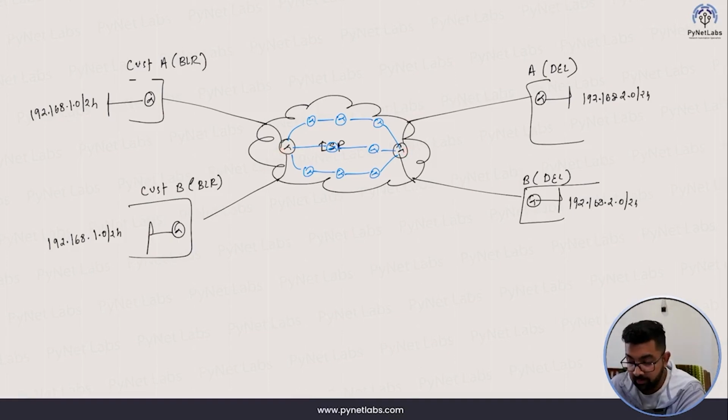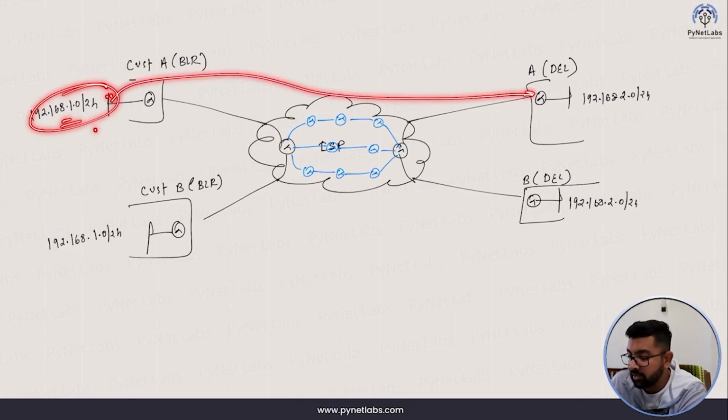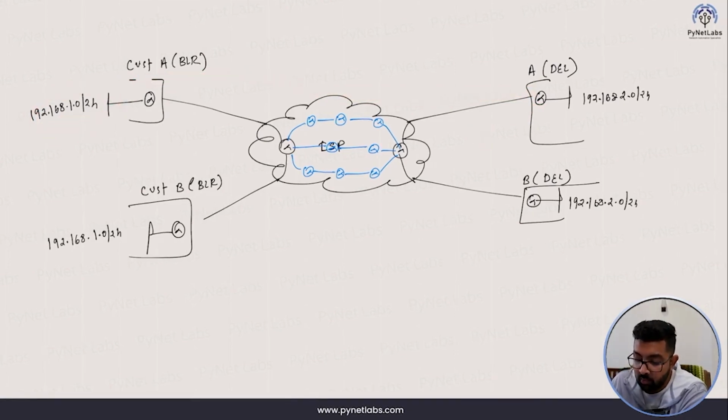But when this 1.0 route needs to be advertised out to the WAN edge router that is present on the other side for customer A in Delhi, and the 1.0 of customer B also needs to be advertised out.